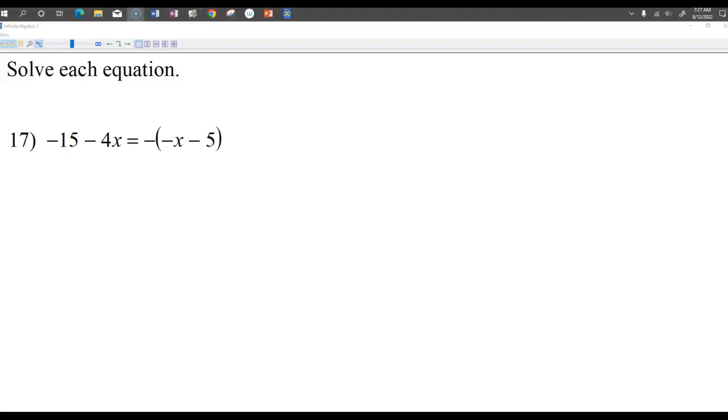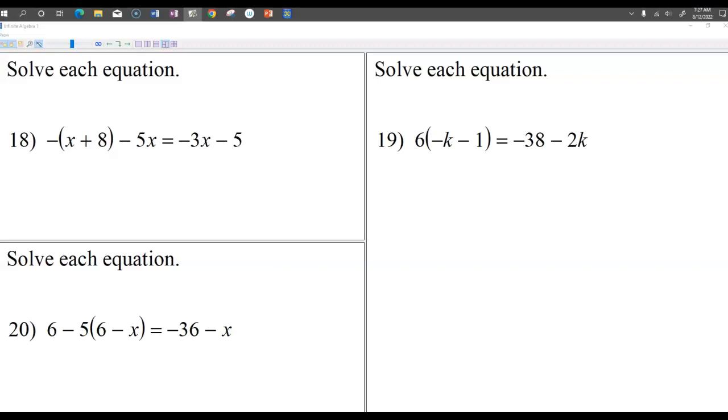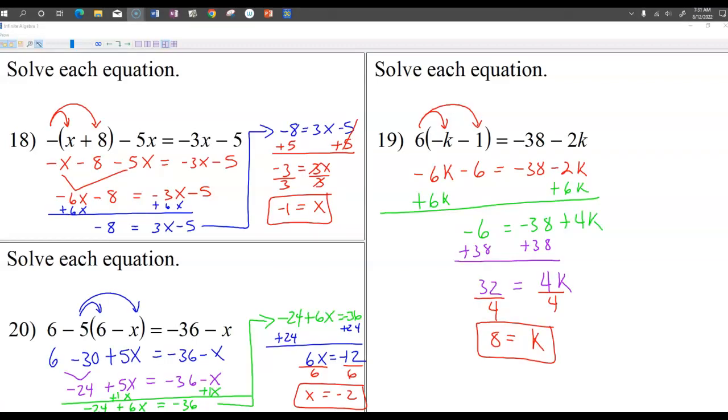So here's some practices for you. Pause the video here and do numbers 18 through 20, and when you unpause it, I will have the solutions available for you. Okay, guys, so there's our answers. Number 18, you should have gotten negative 1. Number 19, you should have gotten 8. And number 20, you should have gotten negative 2.